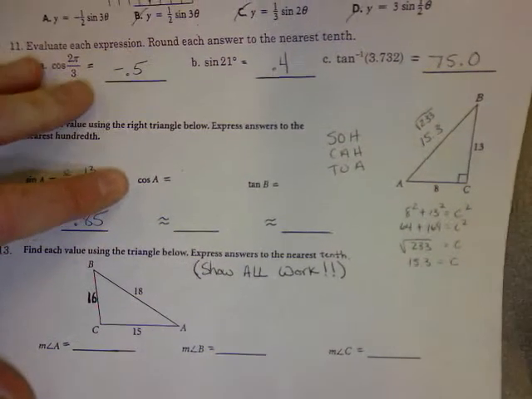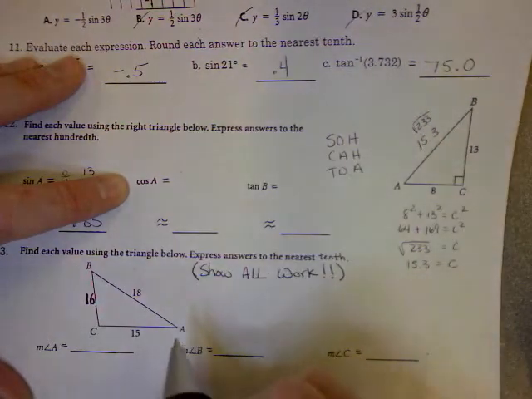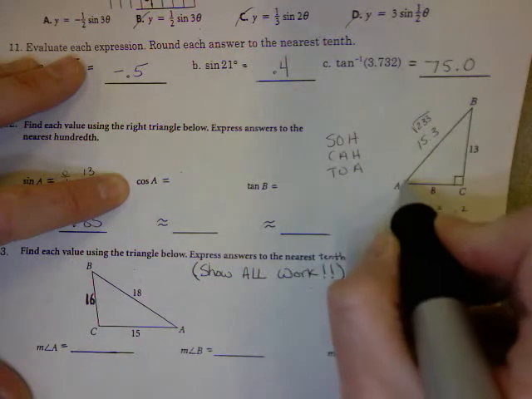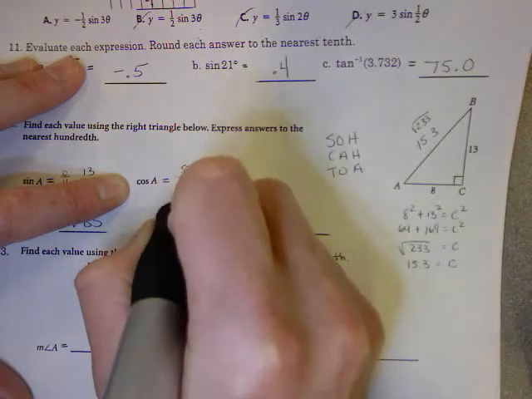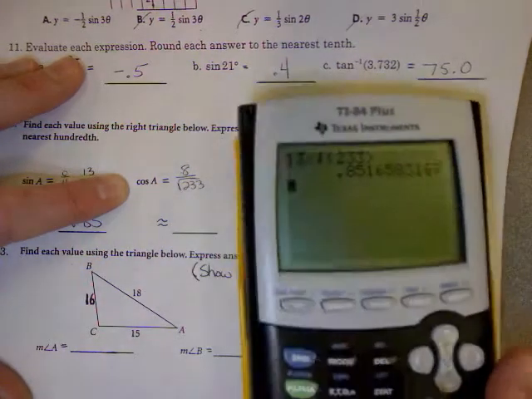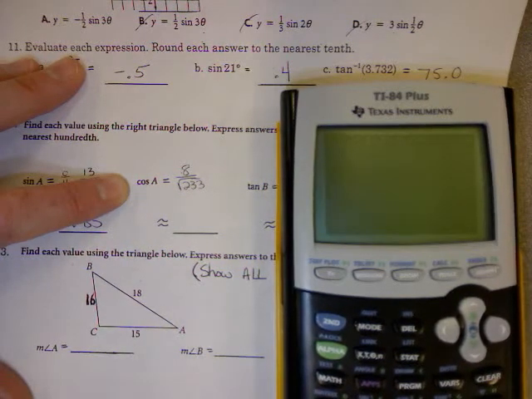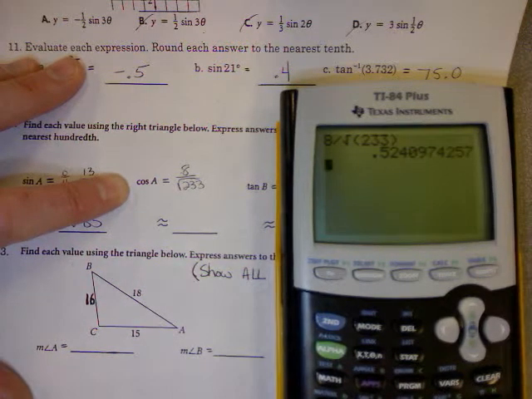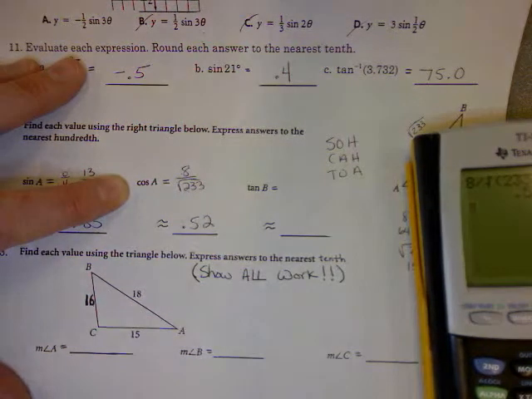Now cosine of A is adjacent over hypotenuse, so the adjacent side of angle A is 8, and the hypotenuse again is the radical 233. So since we're rounding to the nearest hundredth, we can use the calculator for this one. So again, we will just do 8 divided by the square root of 233, and we will get 0.52 rounded to the nearest hundredth, 0.52.